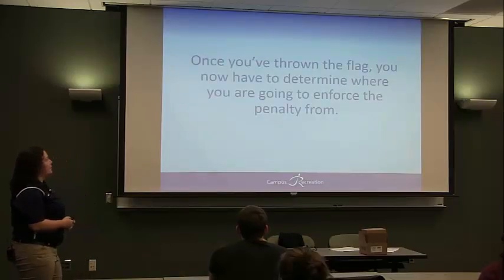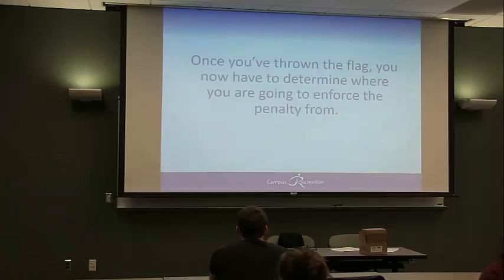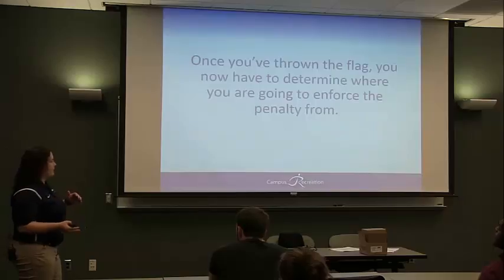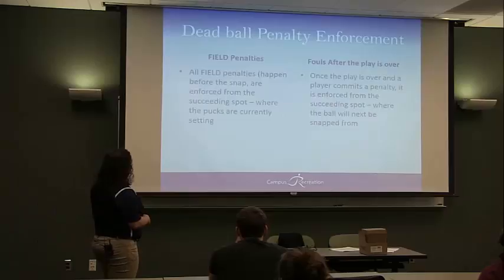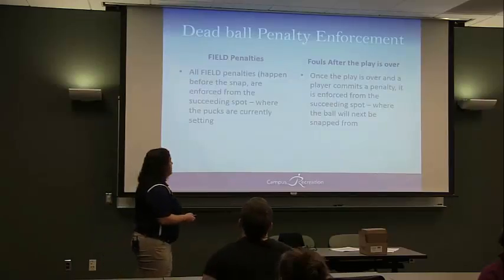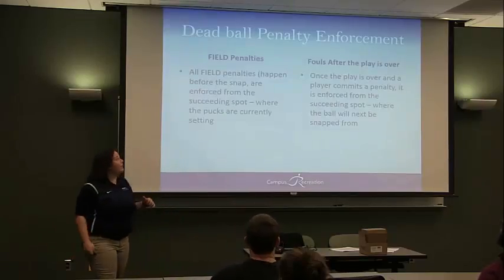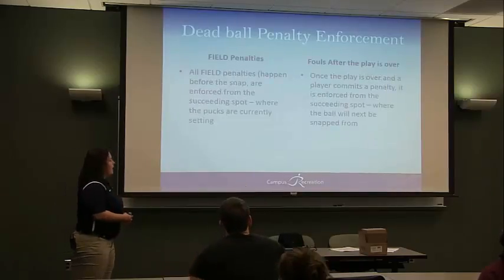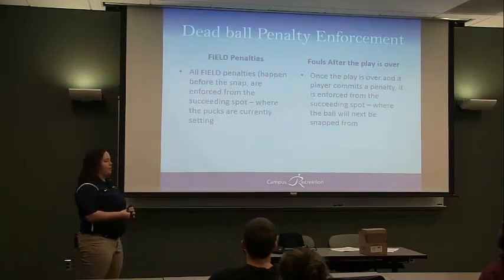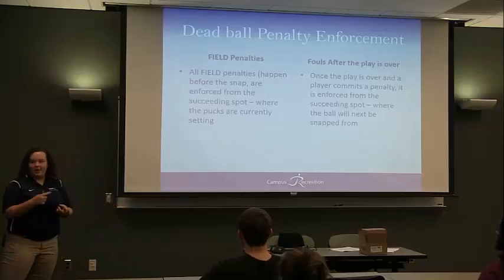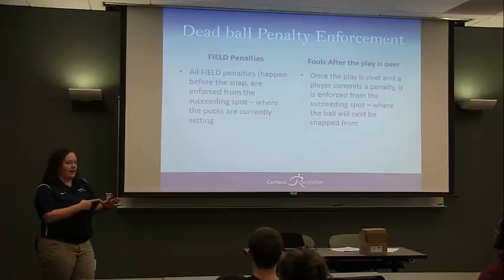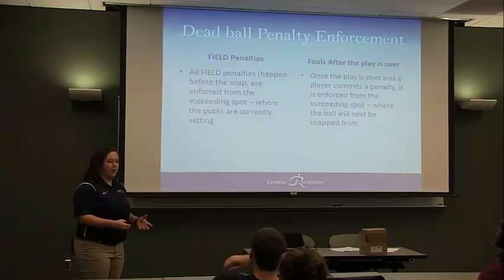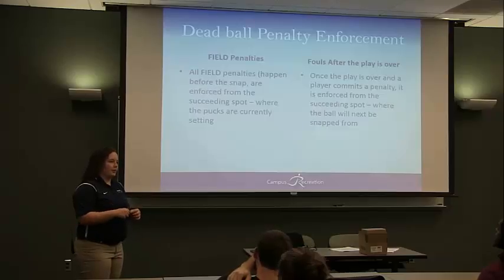Alright, so once you've thrown a flag, now you have to know where you're going to be enforcing the penalty from. So this is where terms like succeeding spot come in. We have all of these terms. So we've got our field penalties. We'll go over that in our flag throwing one, but I think it's false start, illegal snap, encroachment, leaving the field on the wrong side, and delay of game. So those are all our dead ball blow and throw penalties. They're field penalties.